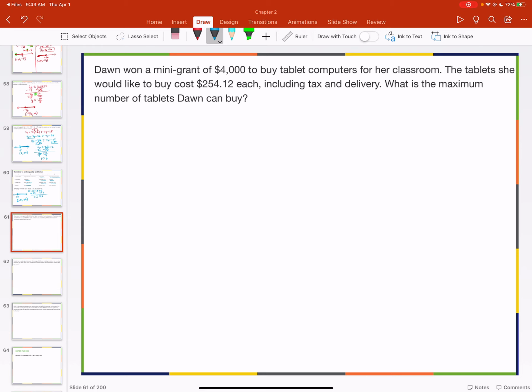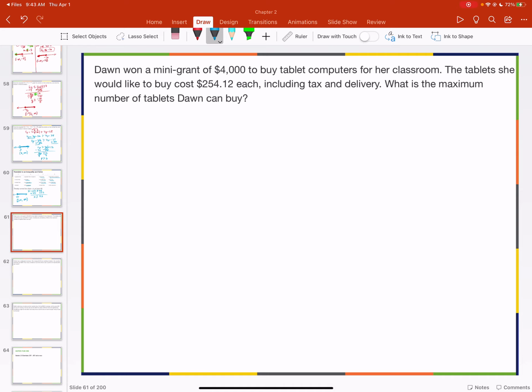Dawn won a mini grant of $4,000 to buy tablet computers for her classroom. The tablets she would like to buy cost $254.12 each, including tax and delivery. What is the maximum number of tablets that Dawn can buy?